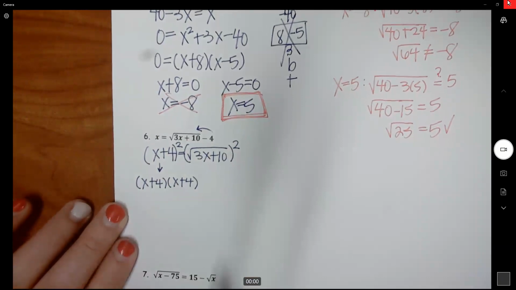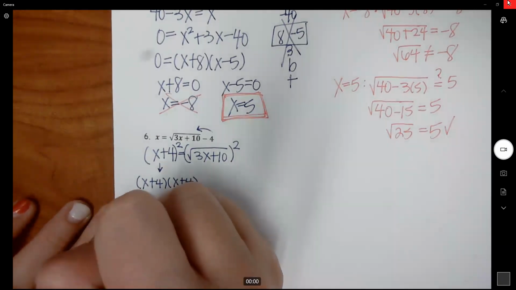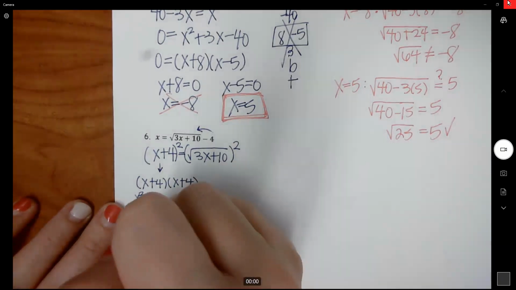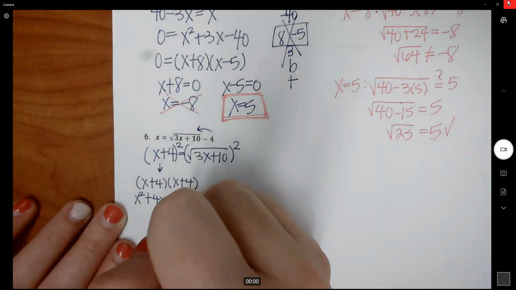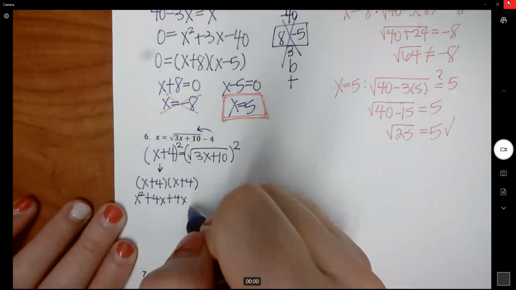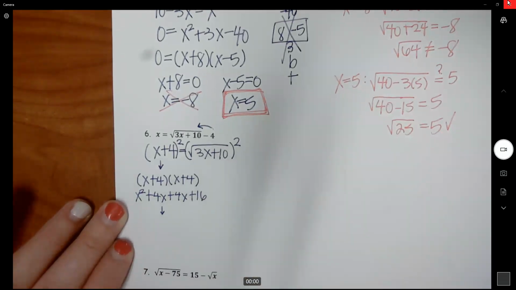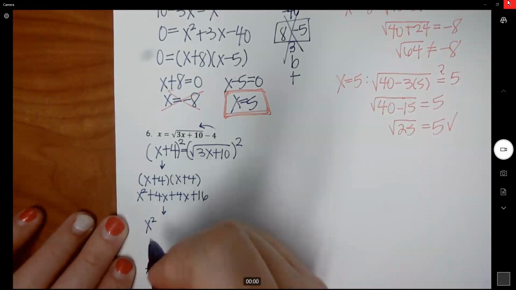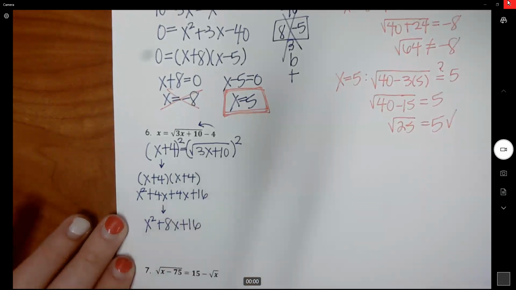You need a FOIL. So your first is x times x is x squared. Your outer is x times 4. Your inner is 4 times x. And your last is 4 times 4. When you combine like terms, this becomes x squared, 4 plus 4 is plus 8x plus 16.